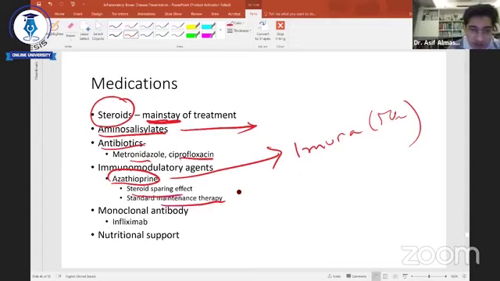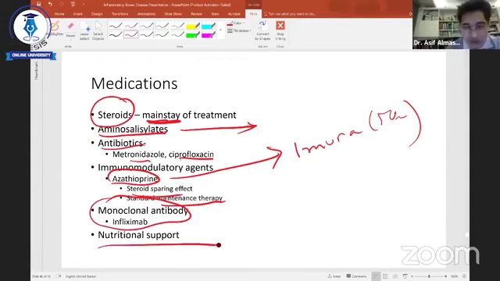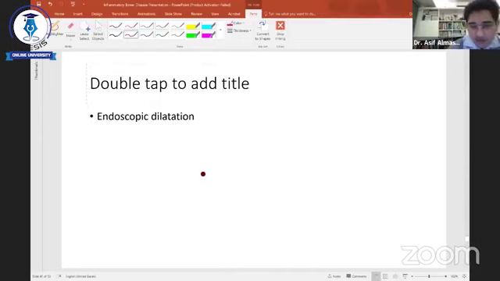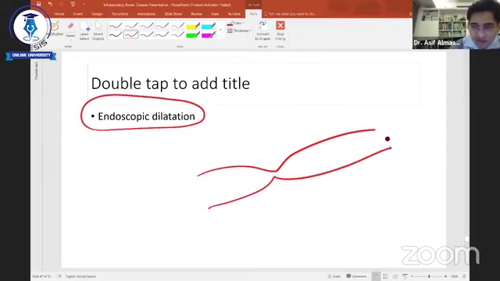Nowadays, this is very important, the monoclonal antibody like infliximab, which is not available in Bangladesh, but in case of fistula formation, this has a very, very good role. Nutritional support, the patient may have malnutrition, so nutritional support is another very, very important aspect of the treatment. Endoscopic dilatation is another treatment. For example, in case of Crohn's disease, there is always a chance of stricture. So our endoscope can go over here and dilate this part.